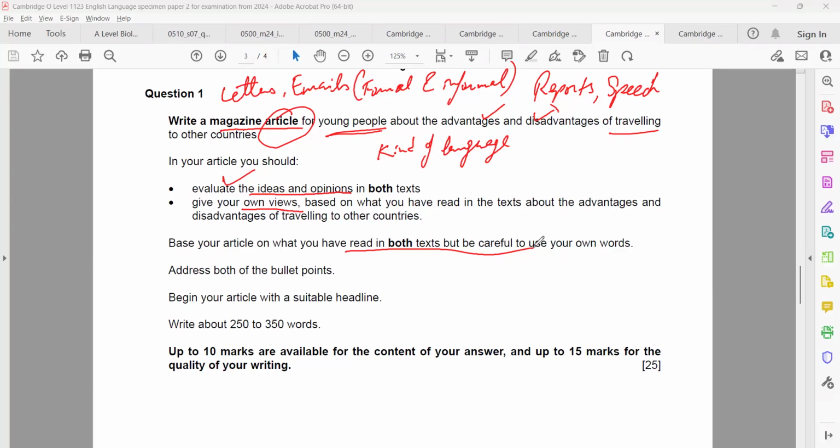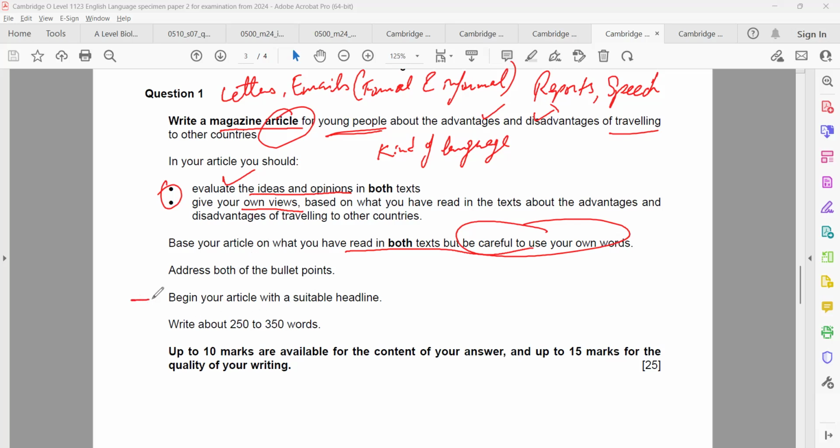And be careful to use your own words. You don't just copy paste the text from the given material. Address both bullet points. So these are the bullet points they're talking about. You're supposed to talk about what's given in the text, and give your own views as well. Begin your article with a suitable headline.